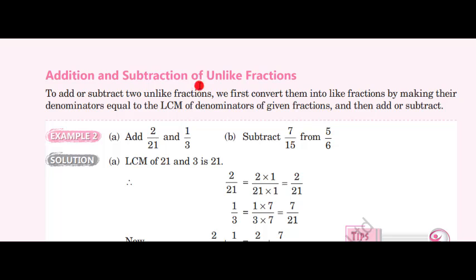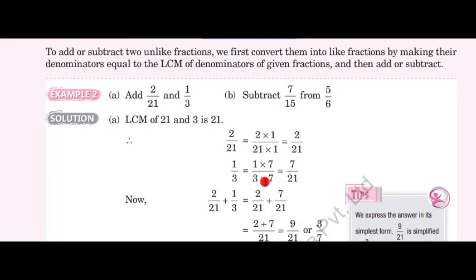Now the case comes when it's unlike fractions. In this case, what are we supposed to do? First of all, we'll take the LCM of these two numbers, 21 and 3, which comes out to be 21. So 21 will be multiplied by 1 and 1 by 3 will be multiplied by 7, so that I am having the same denominators. Now we can add them. So 2 by 21 plus 7 by 21 comes out to be 9 by 21. Cancelling it by the number 3, it comes out to be 3 by 7.